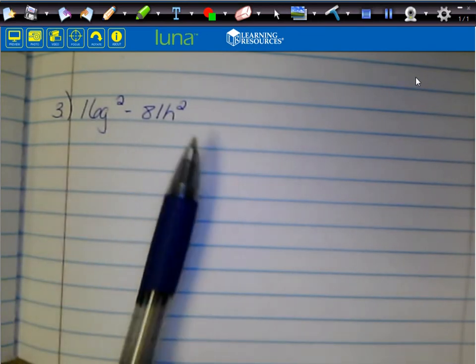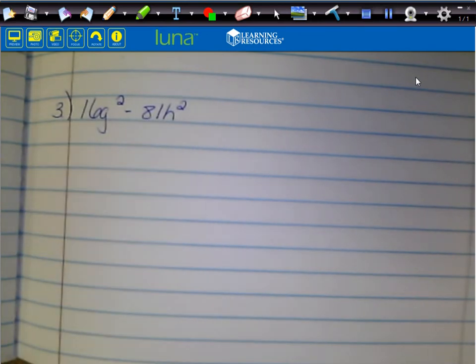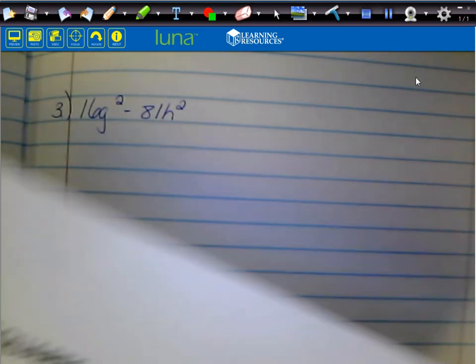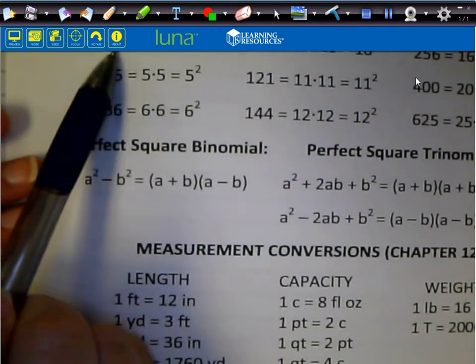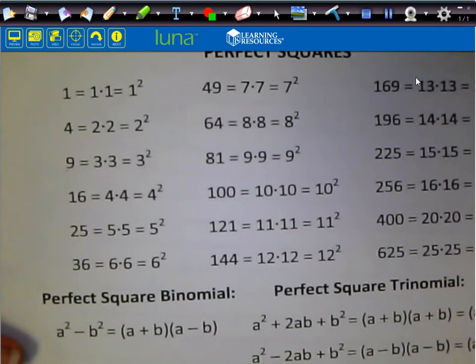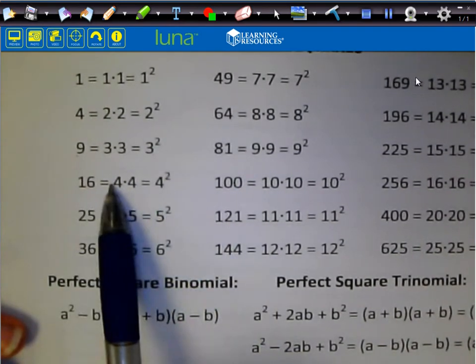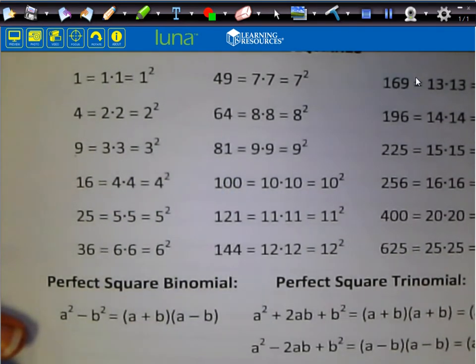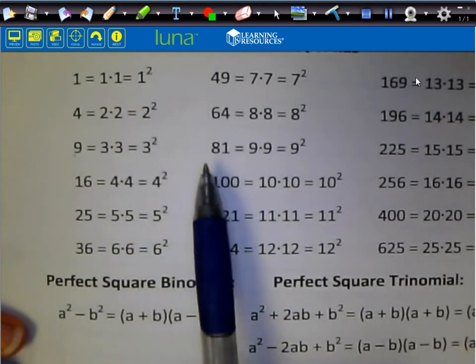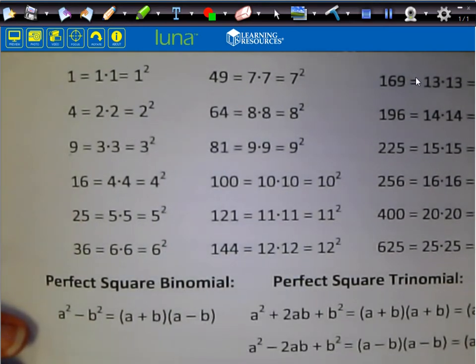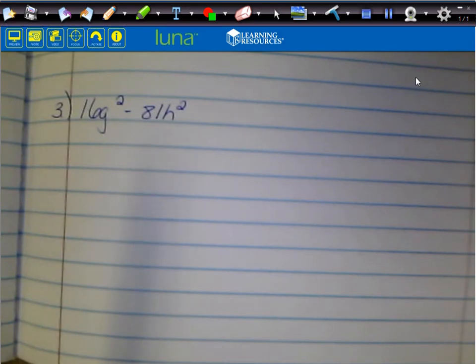Also, the 16 has g's and the 81 has h's, so there's nothing that they have in common as far as letters there either. So there is no GCF here. So then I'm going to look to say, okay, are 16 and 81 both perfect squares? So again, if I don't know for sure, I can look back at my factor sheet, and 16 and 81 are both on my perfect square sheet. 16 is made up of 4 times 4, and 81 is made up of 9 times 9. So they both are perfect squares.